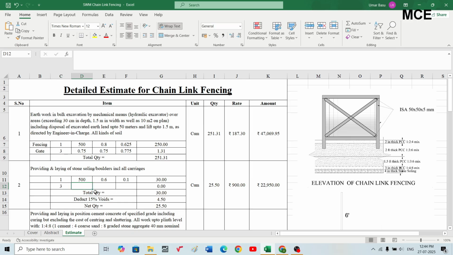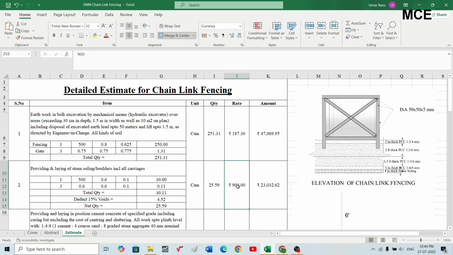So 3 into the width, let us take the width of the pedestal as 2 feet. Excavation is 2.5 feet, so take width of the pedestal as 2 feet. So 0.6 into 0.6, and again the thickness 0.1. Okay, so total quantity will be 30 plus 0.11, which is 30.11 cubic meters. From this you will deduct 15% voids. Okay, and the net quantity will be 25.59 cubic meters.